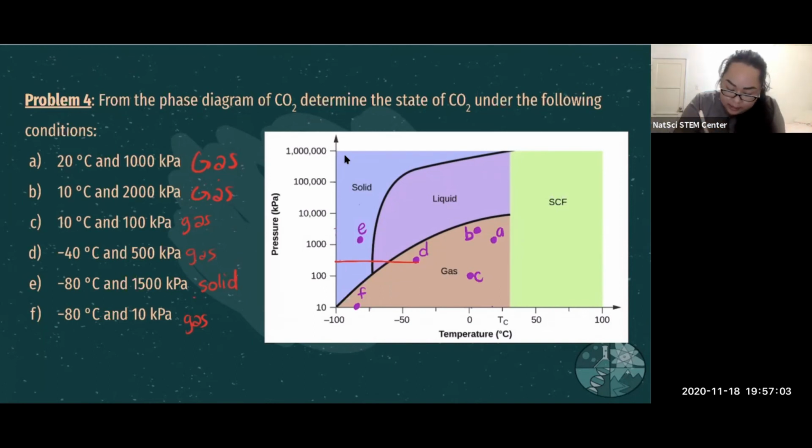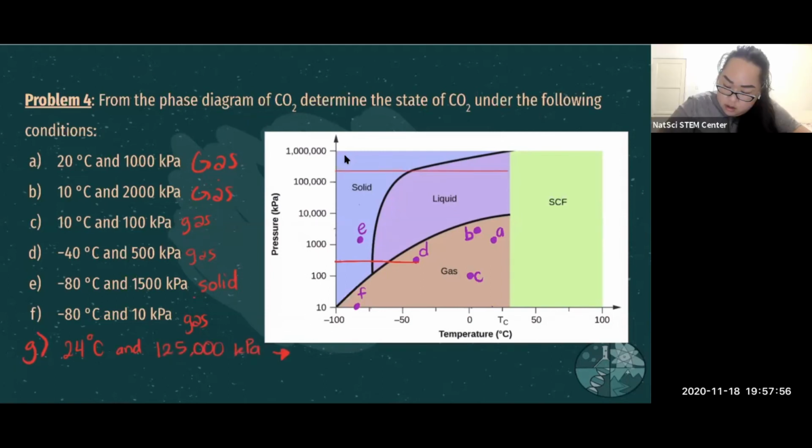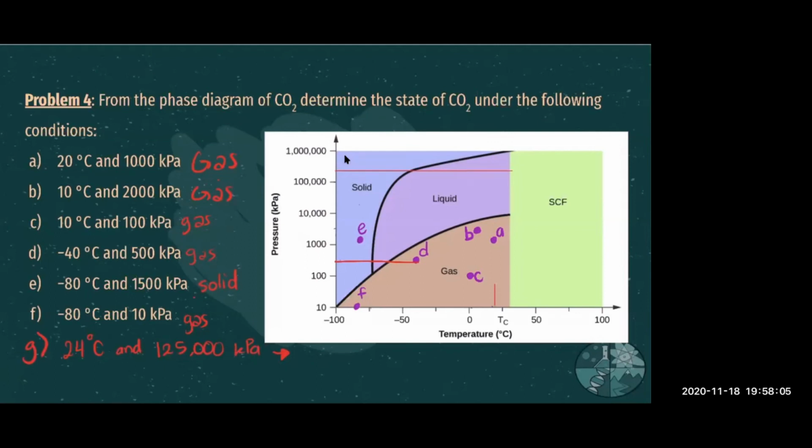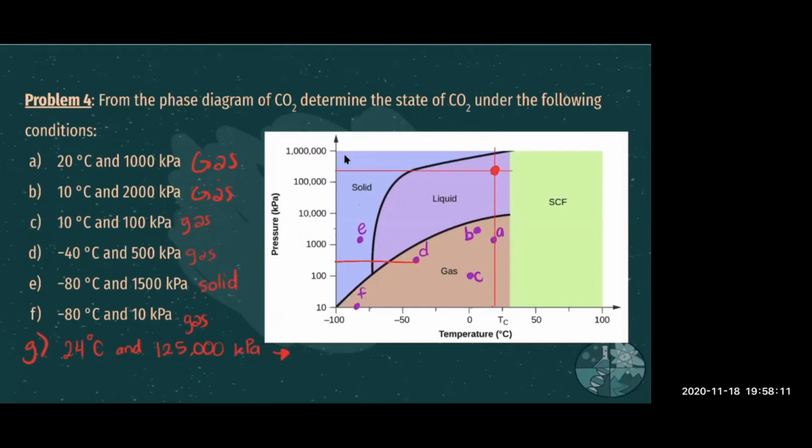If I gave you guys, let's do a G, okay? If I gave you 24 degrees and 125,000. Yeah, the supercritical fluid. But it's at 24 degrees Celsius, so it's around here, right here. Yes, so if you draw the lines, okay, it should be a liquid.